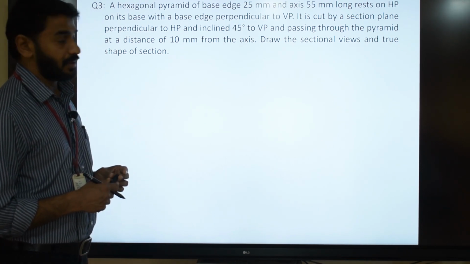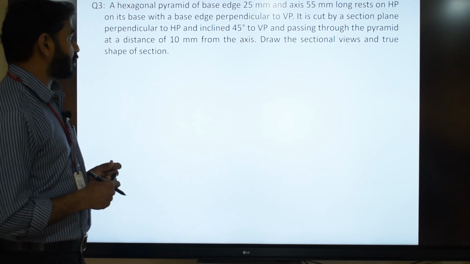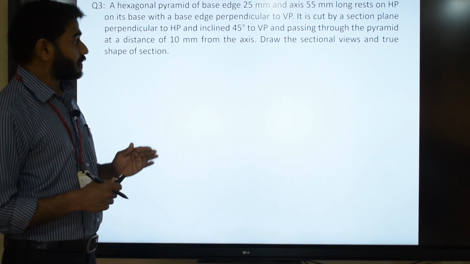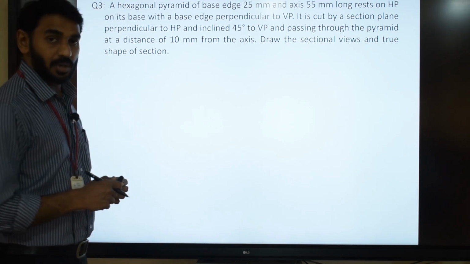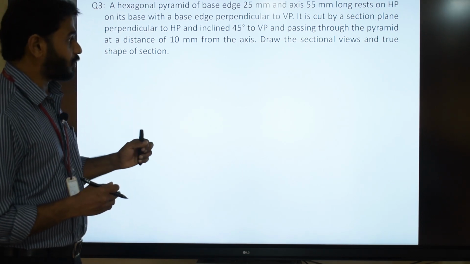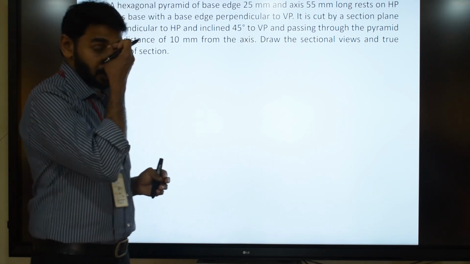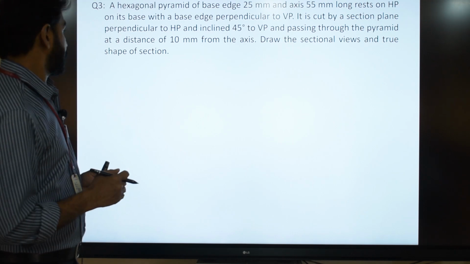45 degree to VP, and this section plane passes through the pyramid at a distance of 10 mm from the axis. And you have to draw the sectional views, and since the section plane is inclined to VP, you are also asked to draw the true shape of the section, because in the front view you cannot see the true shape of the section. You will be seeing an apparent shape. To see the true shape, you have to make the cut surface perpendicular to the direction of view.